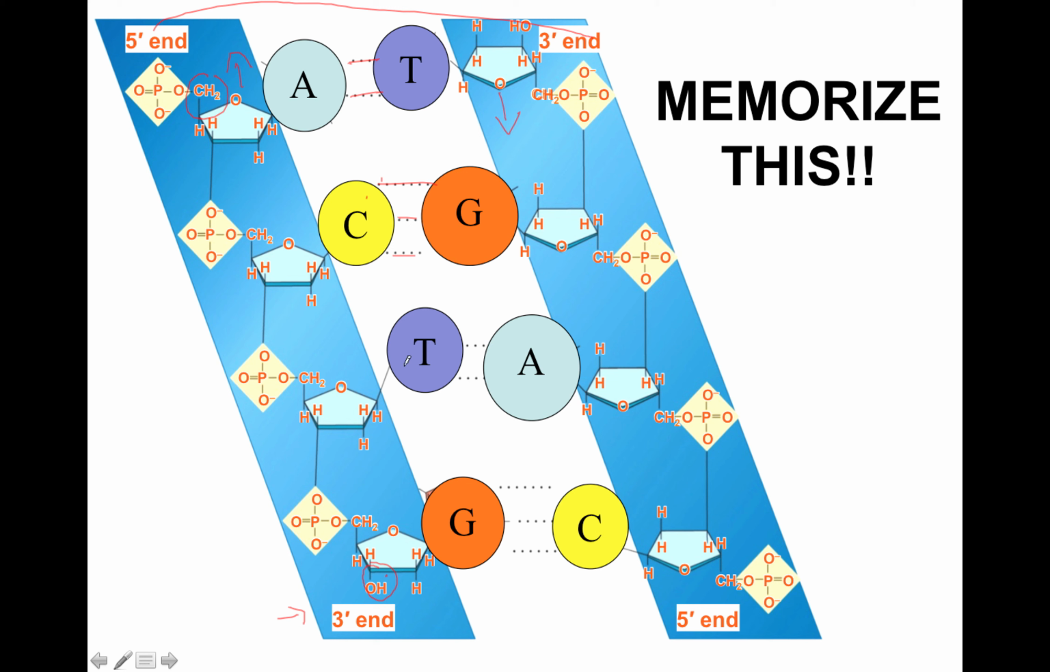One trick that I often use when I'm learning how to draw this, or remembering how to draw this, is that I'll draw one strand and then I'll flip the paper around and just draw the other strand.